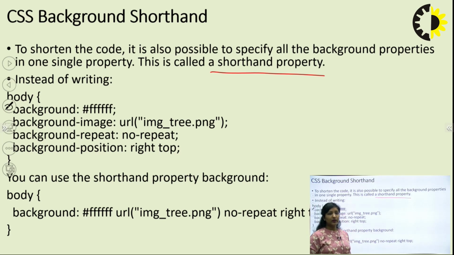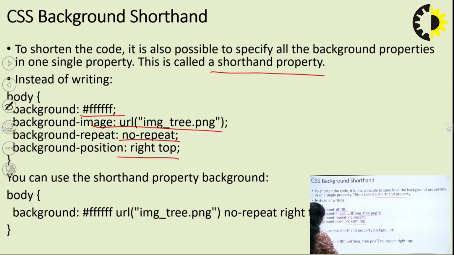Now, let us see what we have done till now. Till now, what were we doing? We were writing a background color, giving a background image, repeat or no repeat, and what the position of that particular image would be. Now, if I want to write the shorthand, what will it be?